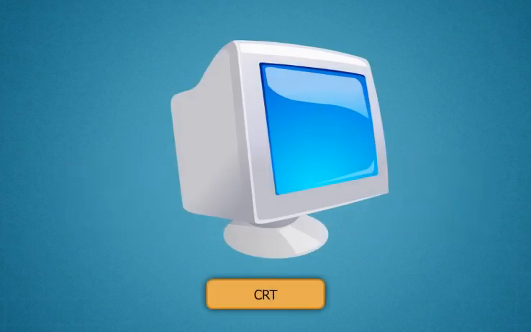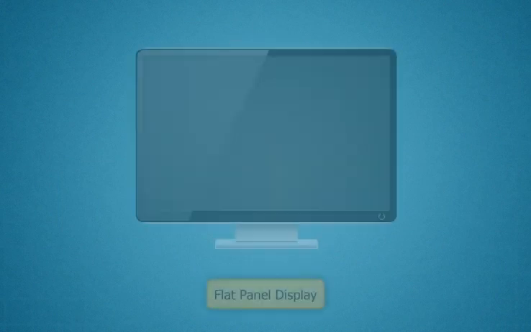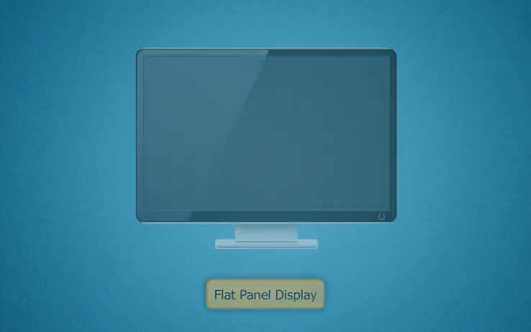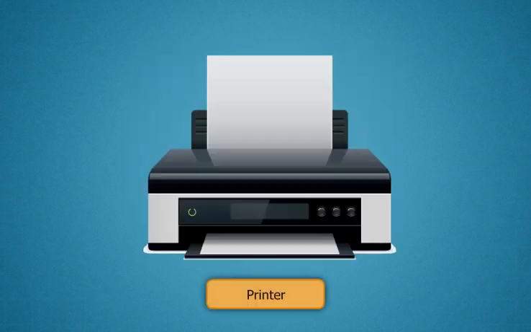CRTs are cheaper and have good viewing angle, but they are also bulkier and consume more power. On the other hand, the flat panel displays have no magnetic interference and are lighter. They are also costlier. A printer takes processed data from the computer and generates a hard copy of the same.